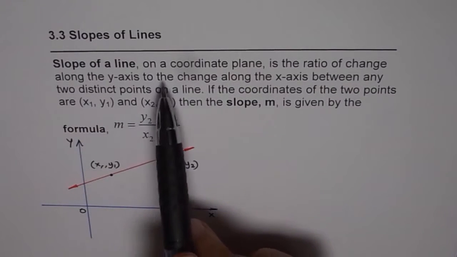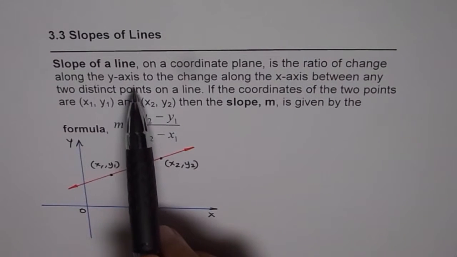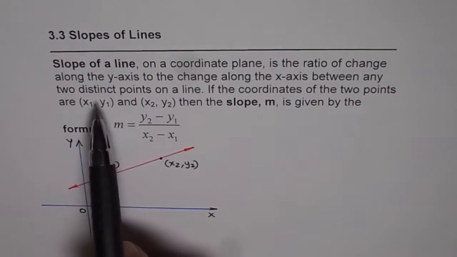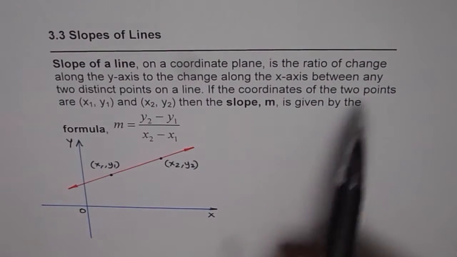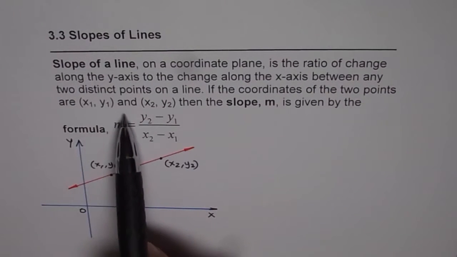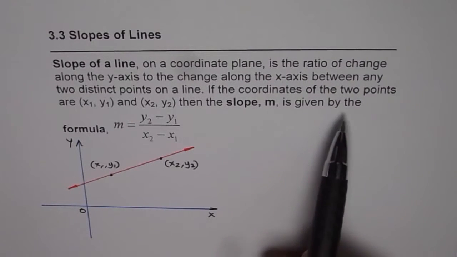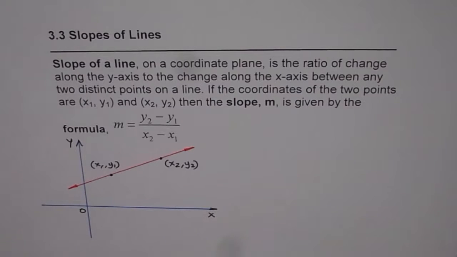Slope of a line on a coordinate plane is the ratio of change along the y-axis to the change along the x-axis between any two distinct points on a line. If the coordinates of the 2 points are (x1, y1) and (x2, y2), then the slope m is given by the formula m = (y2 - y1) / (x2 - x1). Now let us try to understand this very important definition of slope of a line.